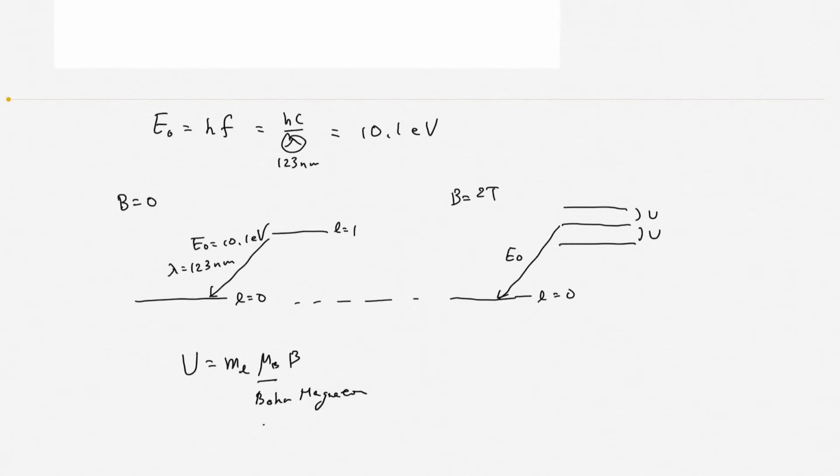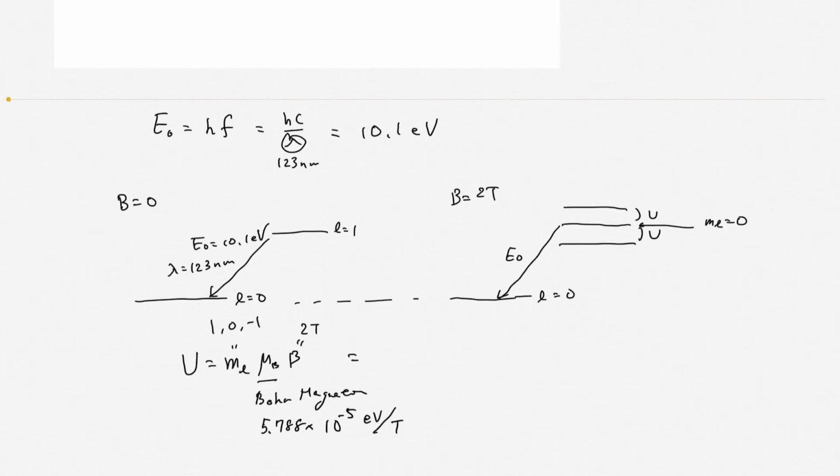In this case, if you want to use electron volts, the Bohr magneton is 5.788 times 10 to the minus 5 electron volt per Tesla, and B is 2 Teslas. The M sub L is sometimes 1, 0, or negative 1. If you substitute M equals 0, there is no shift, so this corresponds to M sub L equals 0.